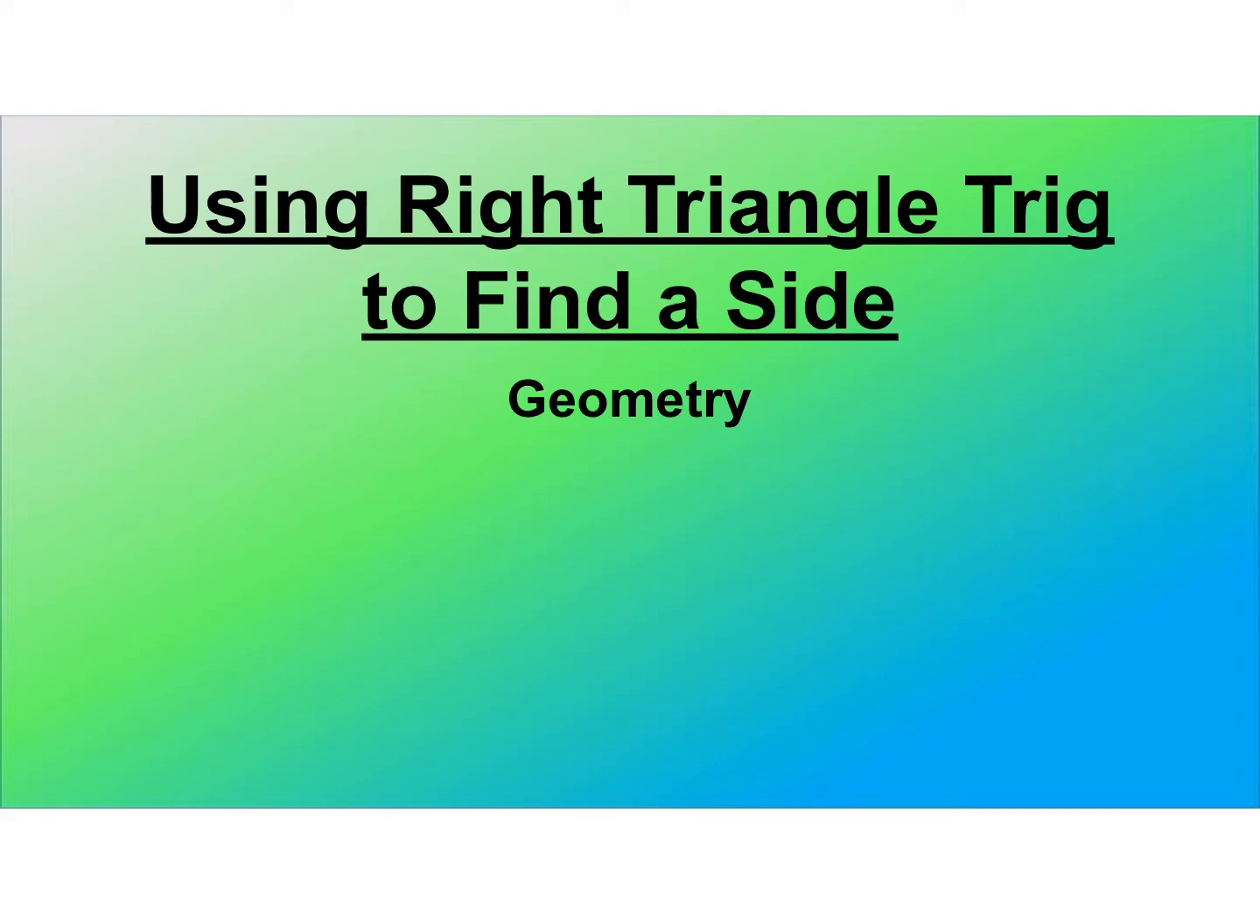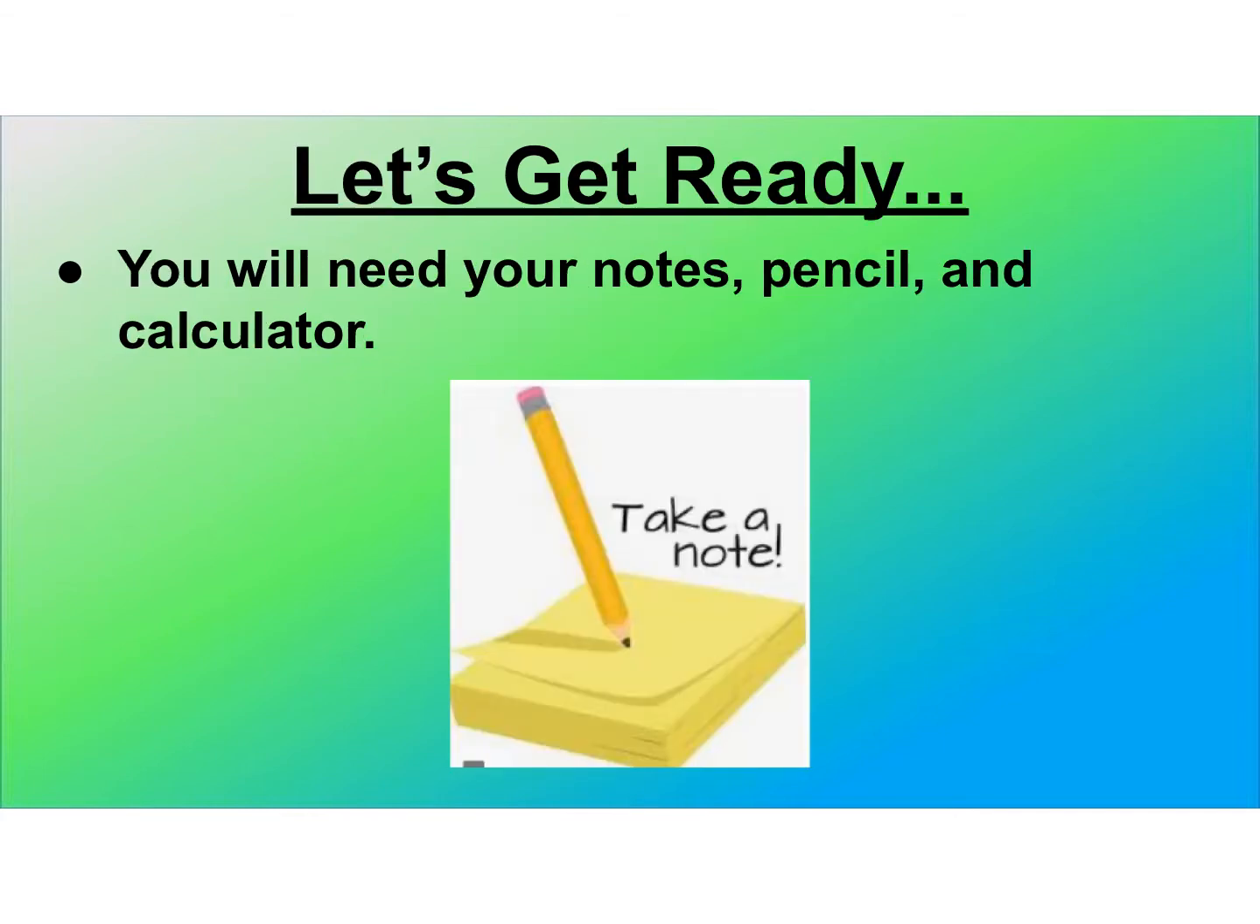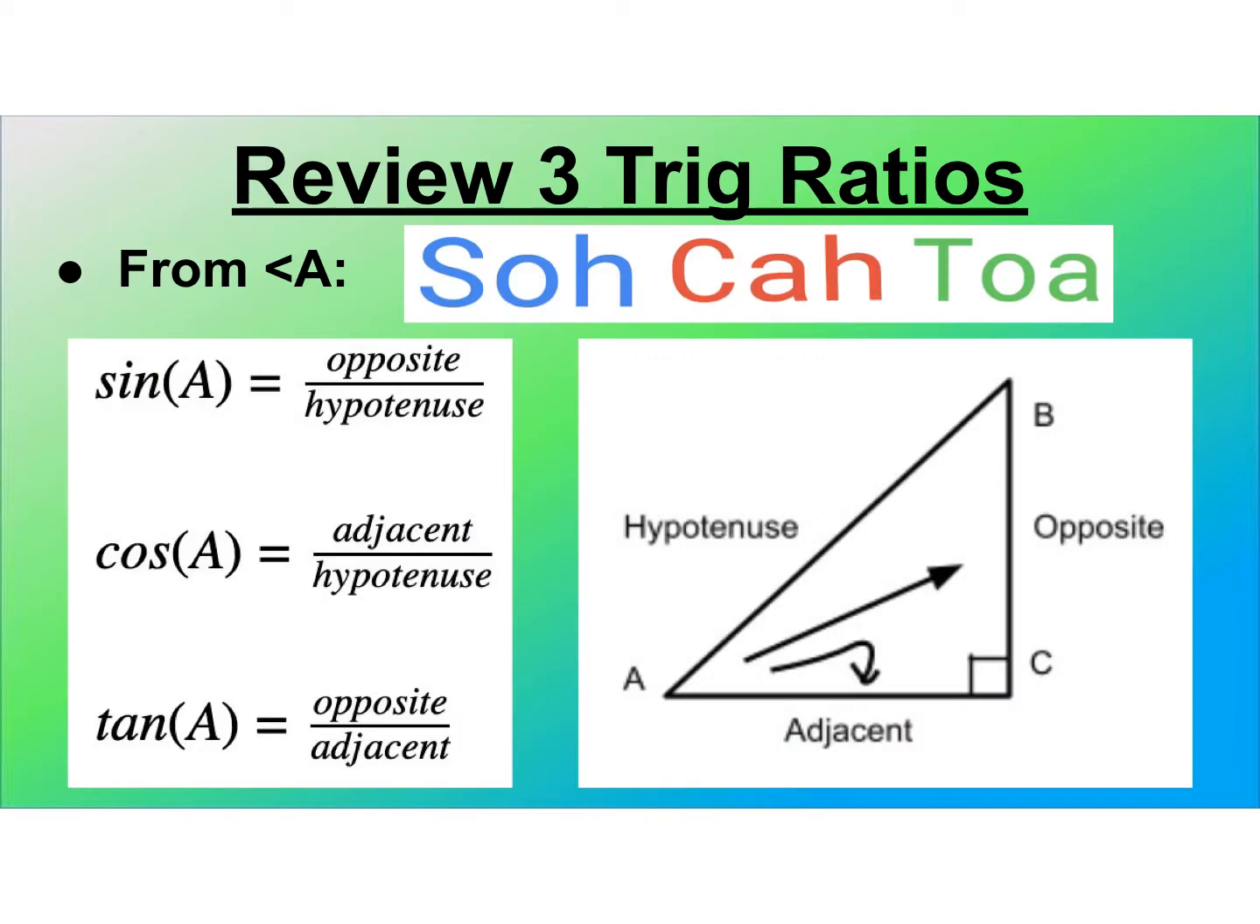Let's use right triangle trig to find a side of a right triangle. So we're going to review the 3 right triangle trig ratios and then use those ratios to find the missing side. Let's get ready. You're going to need notes, pencil, and a calculator.